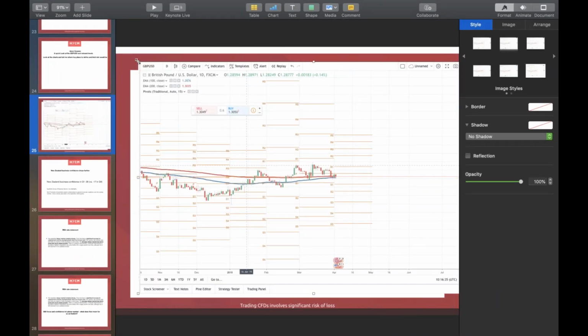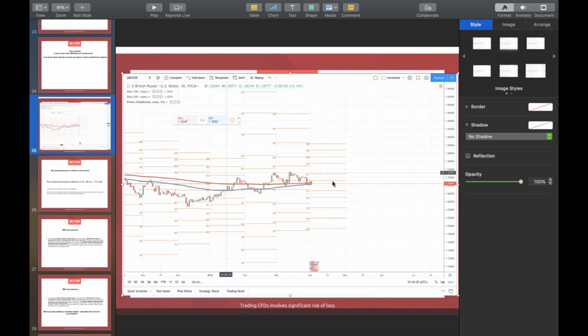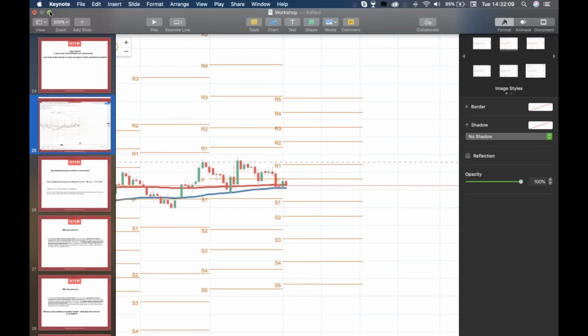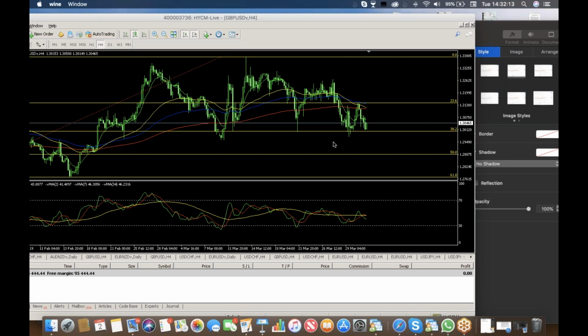So here we go, here's the daily chart, the Great British Pound, and we can zoom in. You can see price moved up into the pivot point and sold off, okay? So that was a key technical level. And also if you look on the 4-hour chart, you'll see that price moved up into the 200, 50, 100 exponential moving average, the 23.6 level and sold off. That was the initial down move there, okay?